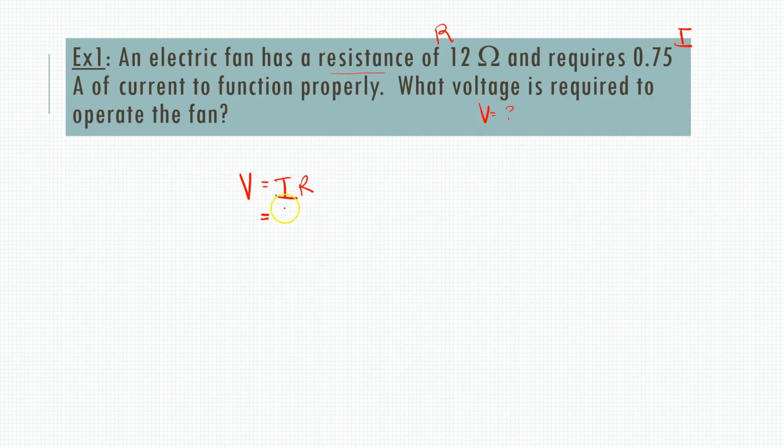Our voltage is going to be equal to 12 times 0.75. Now, I put those out of order according to this, but we all know that that doesn't matter. 12 times 0.75 is 9. Now we need to look at sig figs. This has 2 sig figs, and this has 2 sig figs, so I'm going to have to add a 0.0 to my answer to make it count as far as sig figs goes. And the answer is 9 volts. It would take 9 volts to make that fan work properly.